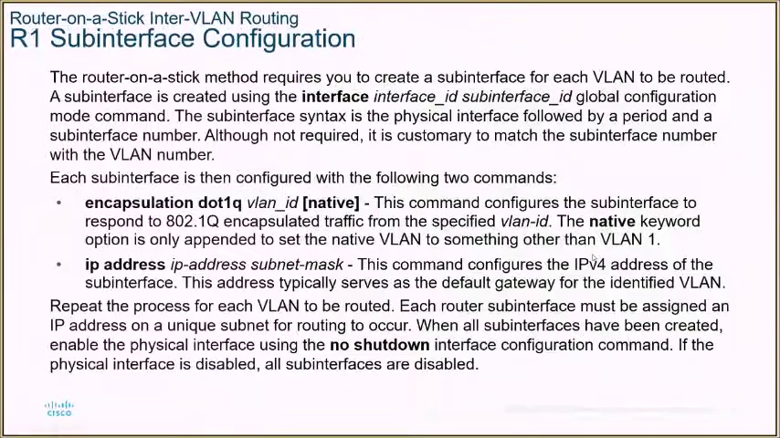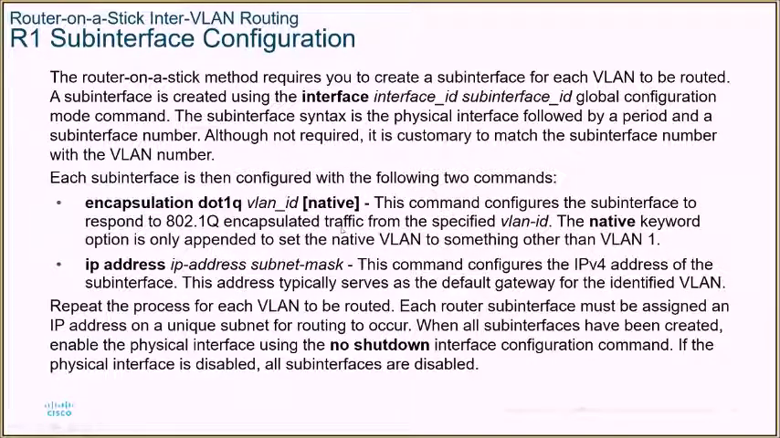The router on a stick method requires you to create a sub-interface for each VLAN to be routed. The sub-interface is created using the interface interface-id.subinterface-id global configuration mode command. The sub-interface syntax is the physical interface followed by a period and a sub-interface number. Although not required, it is customary to match the sub-interface number with the VLAN number just to make things easier. So you name the sub-interface, and then you need to specify what VLAN it belongs to by doing encapsulation dot1q. Of course, that's how the VLANs are tagged. And then the VLAN ID, 10, 20, or 99.